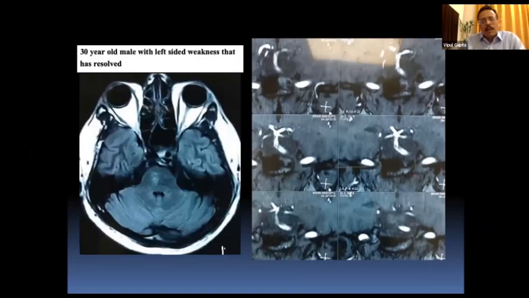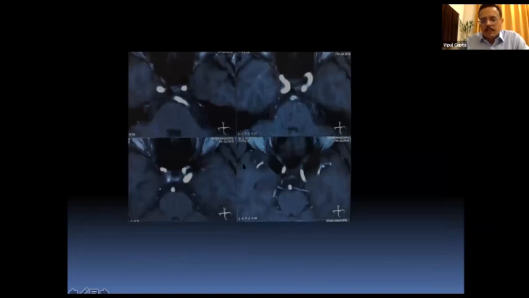Now coming to the last part, the dissections, which Dr. Rodarad also slightly touched upon. Most dissections we treat medically, but it is very important to recognize them on imaging. Like this patient, a young man, had a posterior circulation stroke. On the MRI, you can see irregular flaps in the basilar artery. On axial imaging, one can see them even better. You can see the classical flap here. This is a case of basilar dissection.